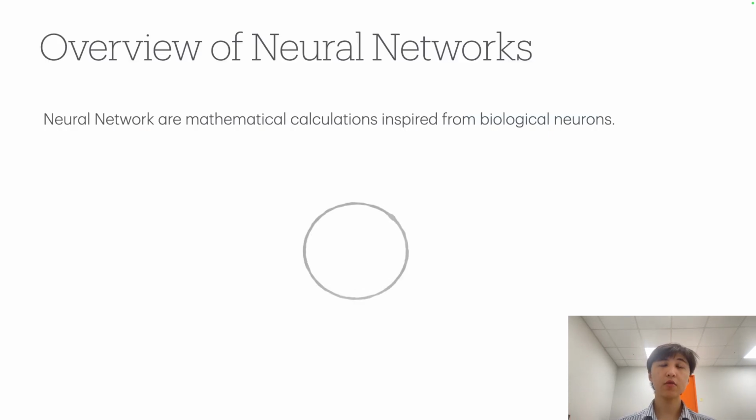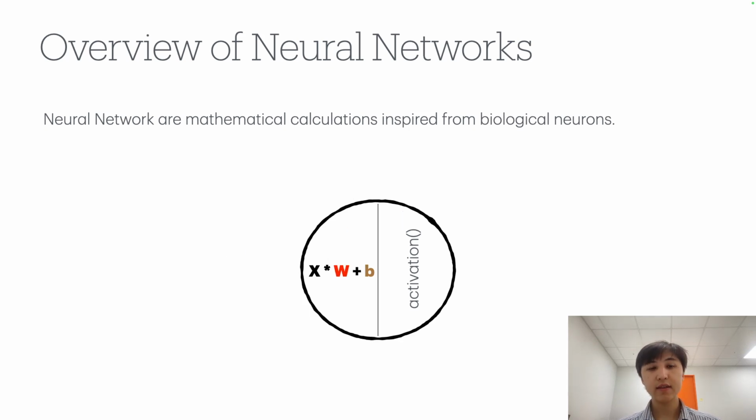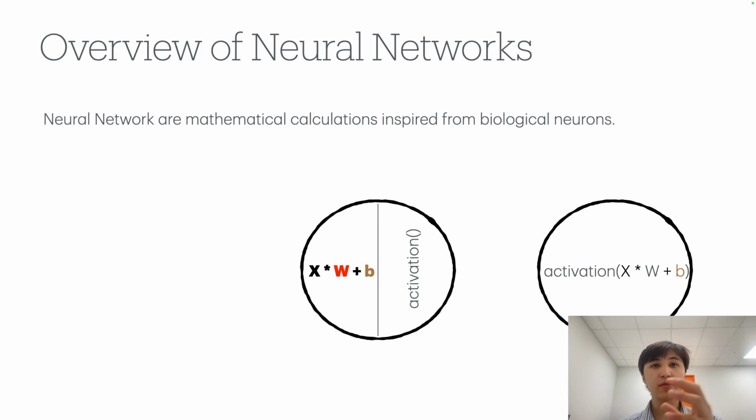So let's get started. First of all, before talking about recurrent neural networks, let's talk about what neural networks are. Neural networks are mathematical calculations inspired by biological neurons. So assume this is a neuron and we have weights, a bias, and an activation function. When we have this input X, it goes through the neuron and gives some output. So how does this process happen? X goes inside and we take the dot product with the weights, and then we add the bias, and we give the result to the activation function, and the activation function does its work and gives the result as the output.